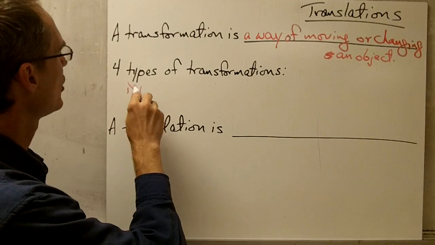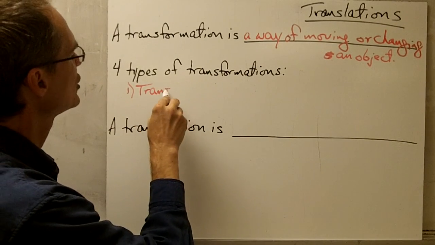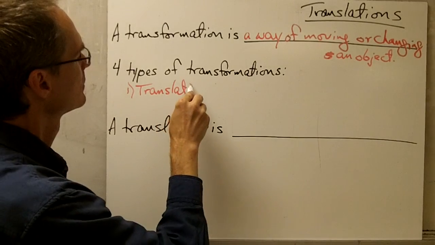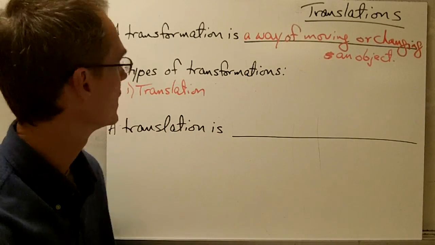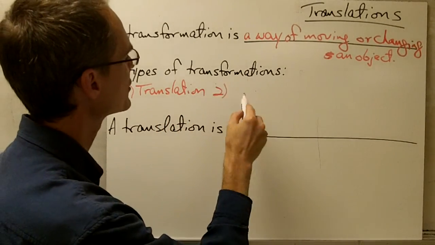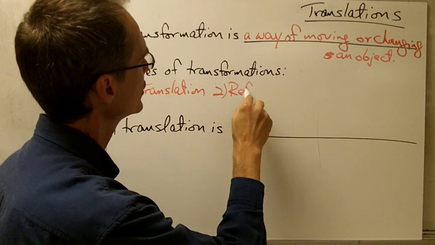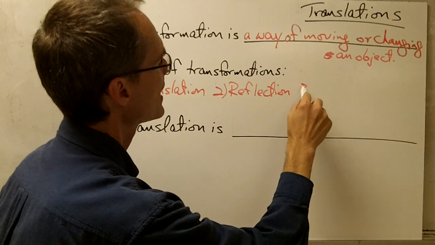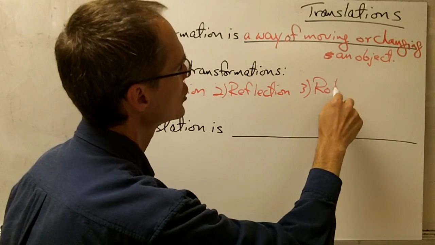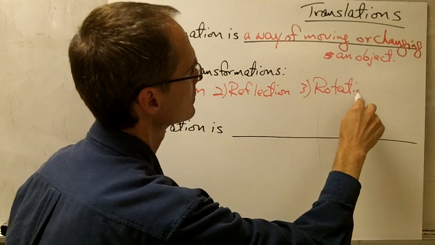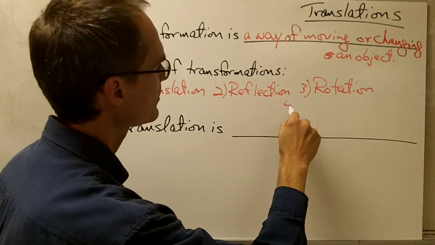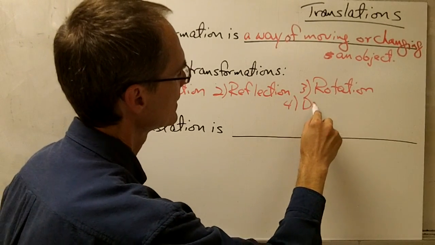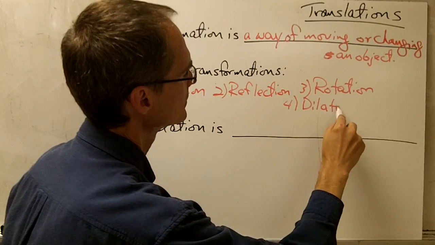The first type is called a translation, which we're going to be looking at in this video. Second type is called a reflection. The third type is called a rotation. And the fourth type is called a dilation.